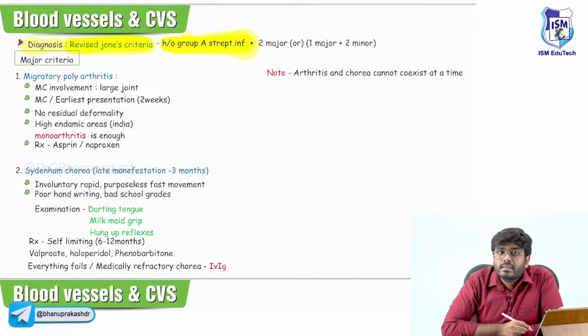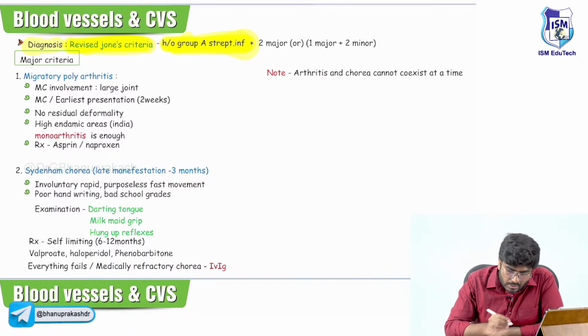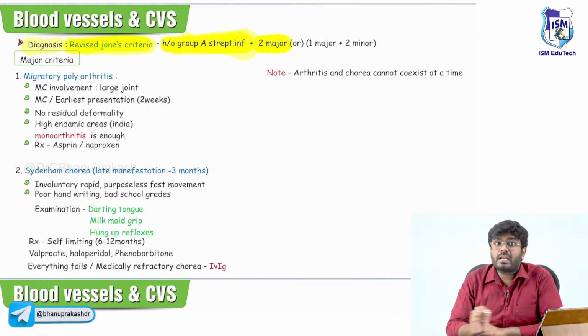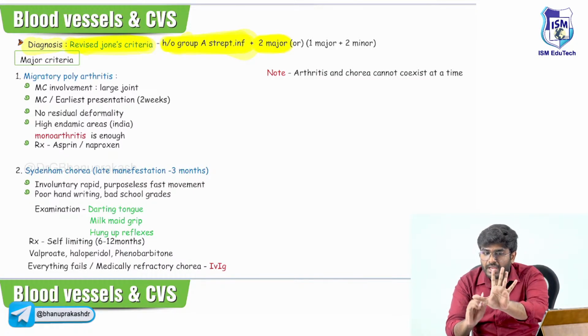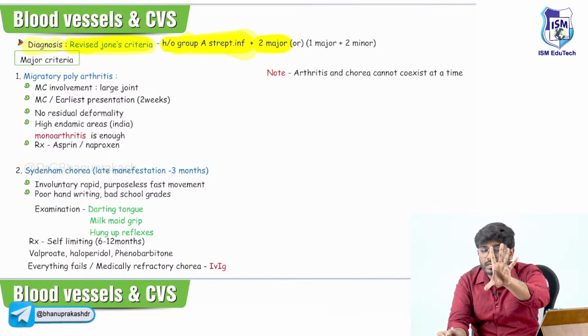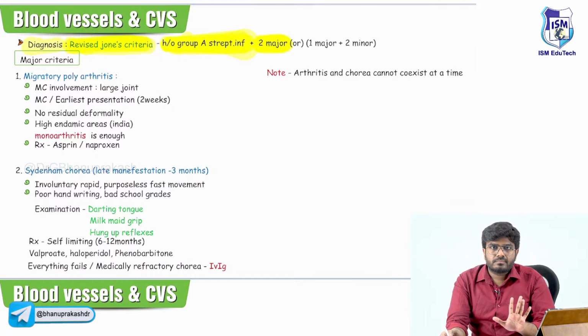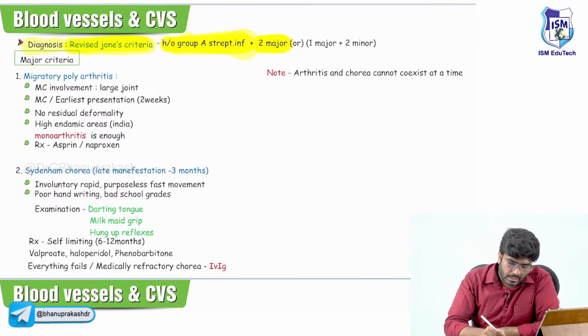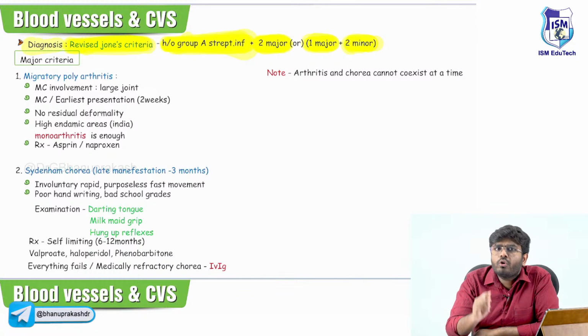Along with this, the patient should have two major criteria. Along with the history of group A beta hemolytic streptococcal infection, there are 5 major criteria, you know, JONES. Out of these 5, at least 2 major criteria should be present, or at least 1 major criterion along with 2 minor criteria. You don't know the minor criteria yet; later I will explain them.